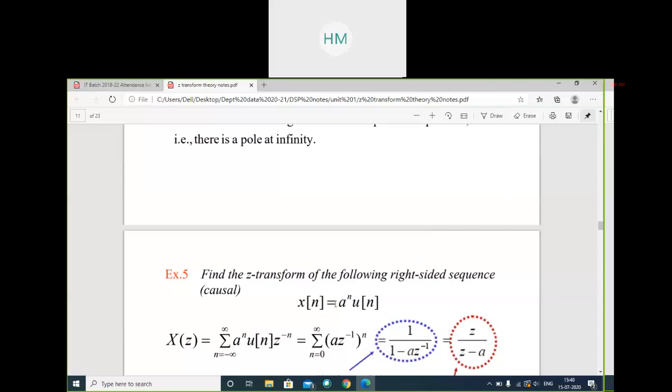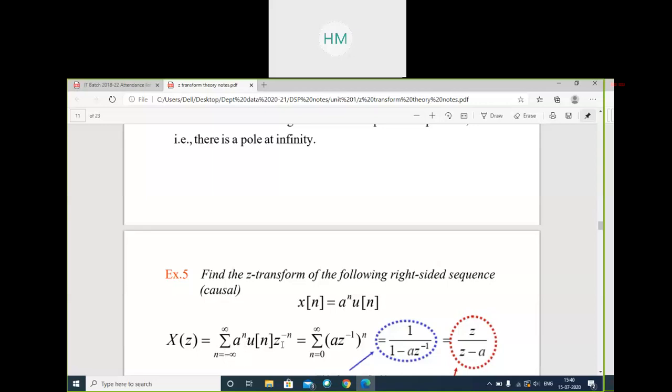So x of n equals a to the power n times u of n. U of n itself indicates a unit step function. For n greater than 0, all the values of u of n will be 1. Now there is one more important parameter, this a, whether it is greater than 1 or less than 1. Nothing is mentioned right now over here. In some numericals it will be mentioned. So n is from minus infinity to infinity.